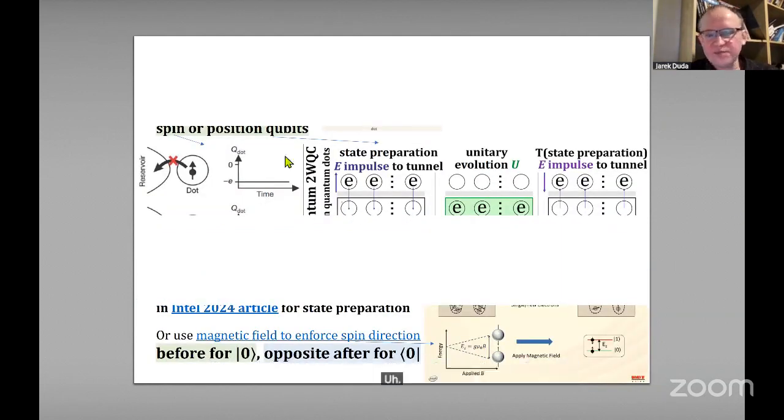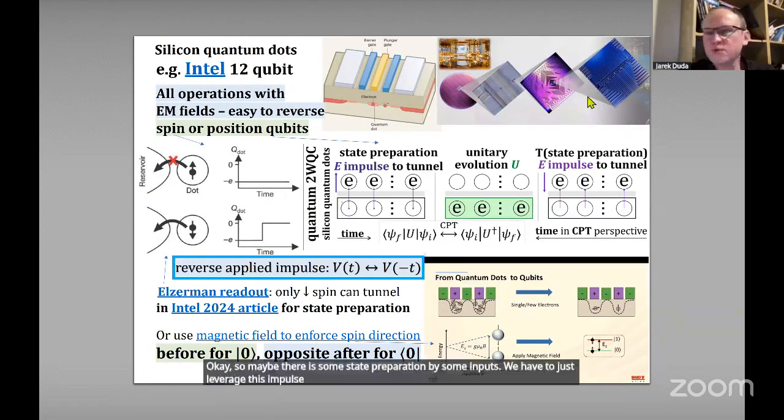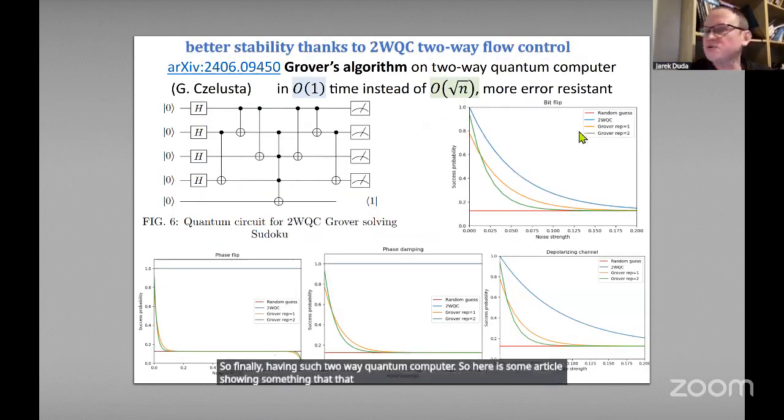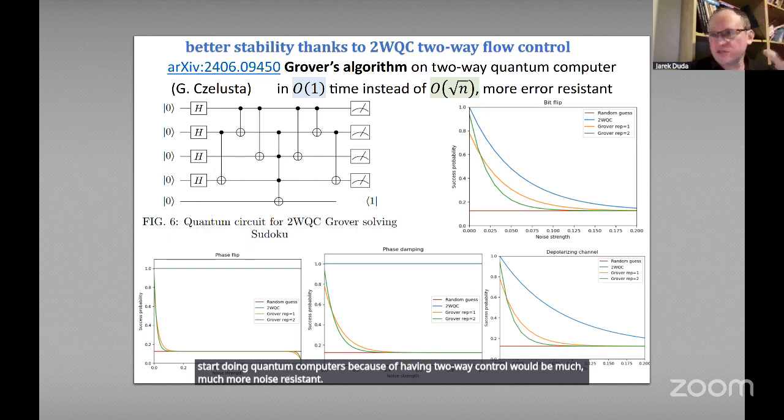Generally, if state preparation is done by some impulse, we have to just reverse this impulse, for example for silicon quantum dots. So finally, having such a two-way quantum computer. Here is an article by Grzegorz Szelusta showing that the resistance to noise will be much better. The blue one, the two-way quantum computer, has much better resistance to all kinds of noises. Because of having two-way control, such quantum computers would be much more noise resistant and also have better error correction.